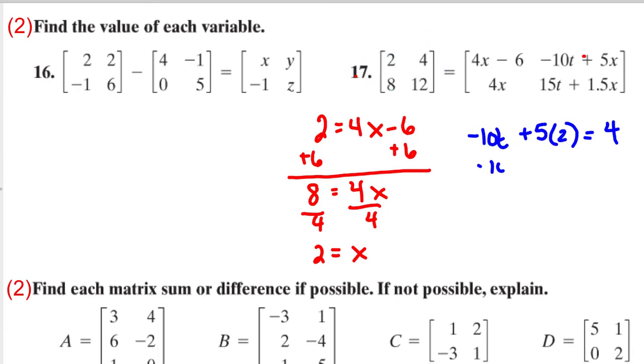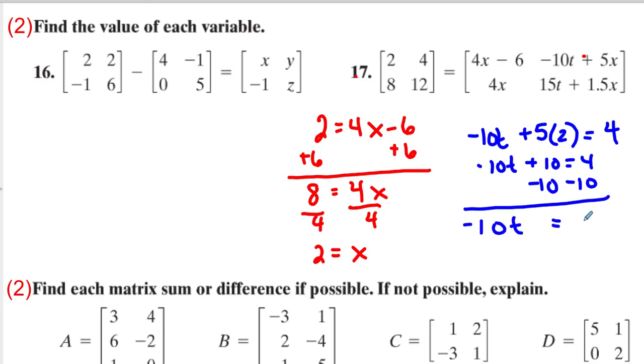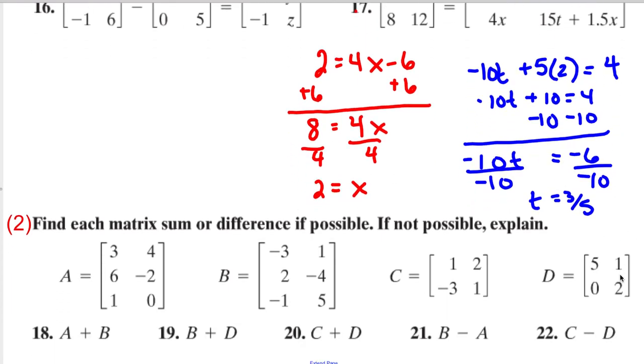So negative 10t plus 10 equals 4. Subtract 10. Negative 10t equals negative 6. Divide both sides by negative 10. And we have t equals positive 3 over 5. Okay, so then you would have x is 2 and t is 3/5.